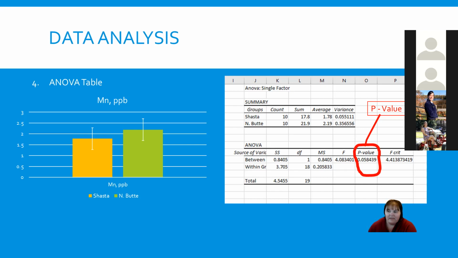And that's what our p-value tells us, because our p-value at 0.058439 is greater than 0.05. Therefore, there's no significant difference between the treatment groups, and so we failed to reject our null hypothesis. Our null hypothesis stated that there would be no difference between treatment groups, and our statistics and our p-value confirm that. Okay, any big questions before I jump over and demonstrate this on Excel?